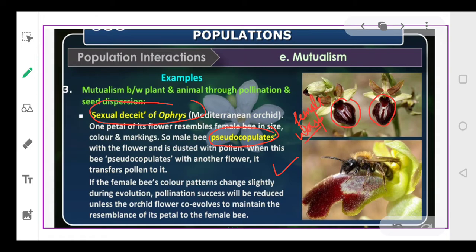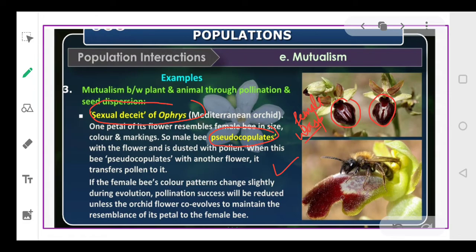Okay, and in some cases it has also been observed that the flower has co-evolved with its pollinators. Flowers have evolved along with their pollinators, like insects. So whatever modifications have occurred in the insects that pollinate them, correspondingly you will observe similar changes in the flowers that are being pollinated by those species.